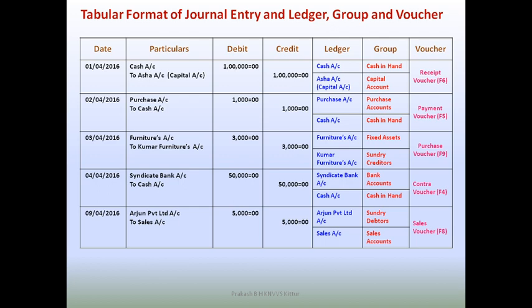Next, the sales account. The ledger head is the sales account, and the group is sales accounts. The sales voucher is passed because he purchased the goods on credit, or we sold the goods to Arjun Private Limited on credit. Hence, we pass the sales voucher.